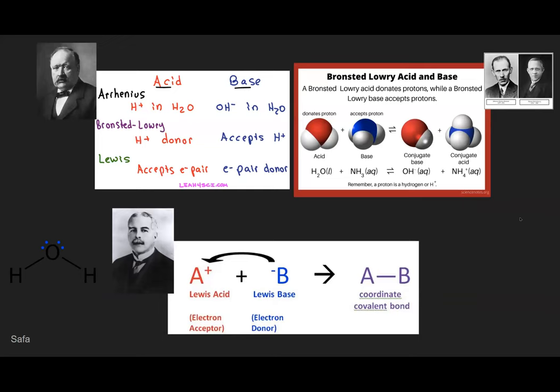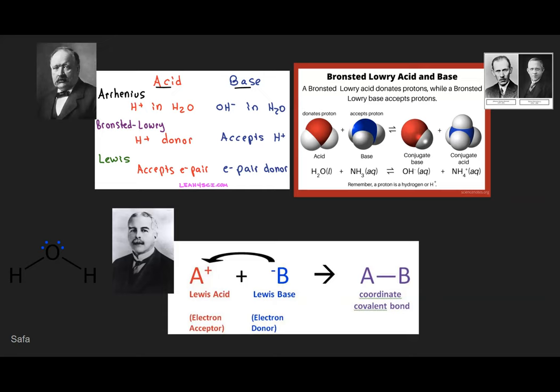Okay, now this is even more pictures. This is Arrhenius, and for the acid he has H+ and H2O, and for the base OH- and H2O. For Bronsted-Lowry on the same picture, the acid is an H+ donor and the base accepts H+. For Lewis, the acid accepts an electron pair, and the base is an electron pair donor.